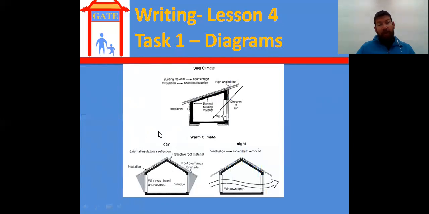After you've compared those differences, you might look at some differences in materials. This has thermal building material, whereas this has a lot less thermal building material. The cool climate has insulation all around the house, whereas in warm climate, it only has insulation on the roof. Now, if you don't know, thermal is just heat. So normally it's about trapping and keeping in heat. And insulation is what traps and keeps in heat.